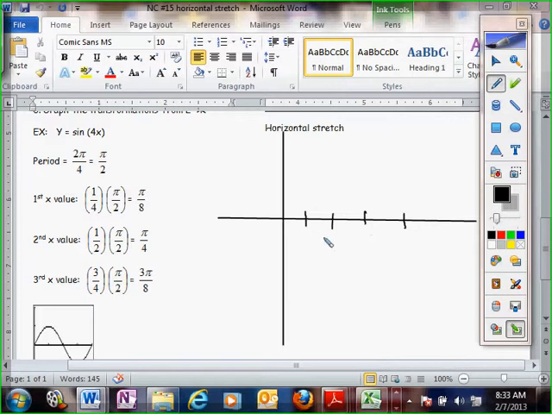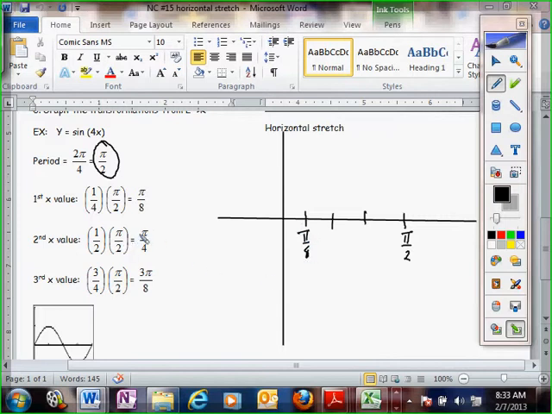But instead of doing pi halves, pi, 3 pi halves, and 2 pi, I have to find my new period. My new period I found to be pi halves. That means all the way over here at the end, this is pi halves. So the first x value, or this first increment here, the way I find that is I multiply the period pi halves times a fourth, because this value is 1/4 of pi halves. And so I get that to be pi over 8.